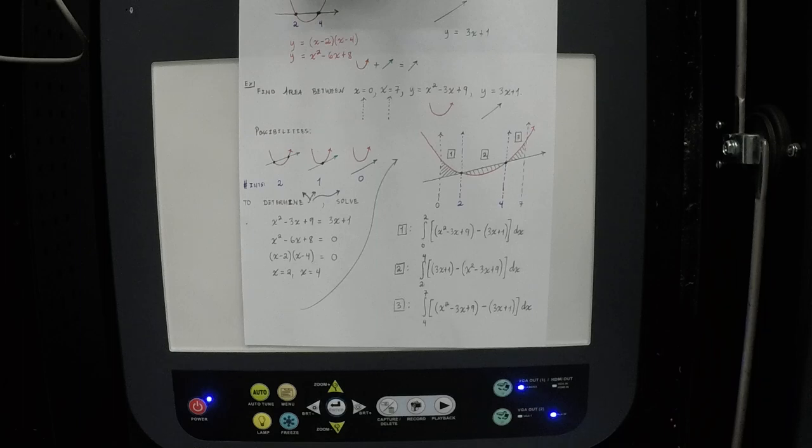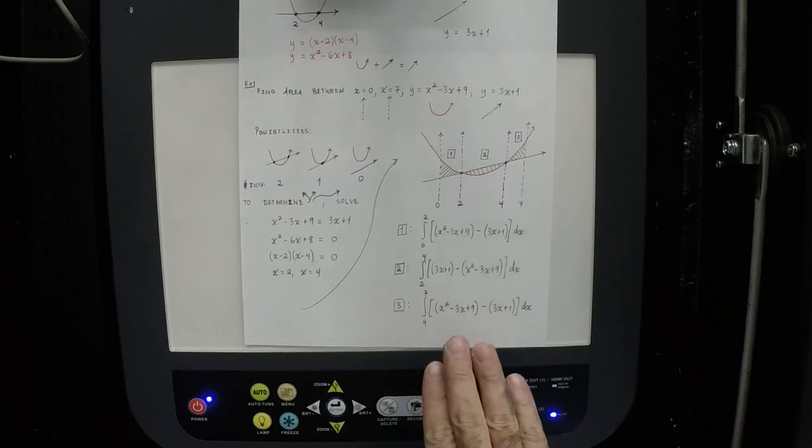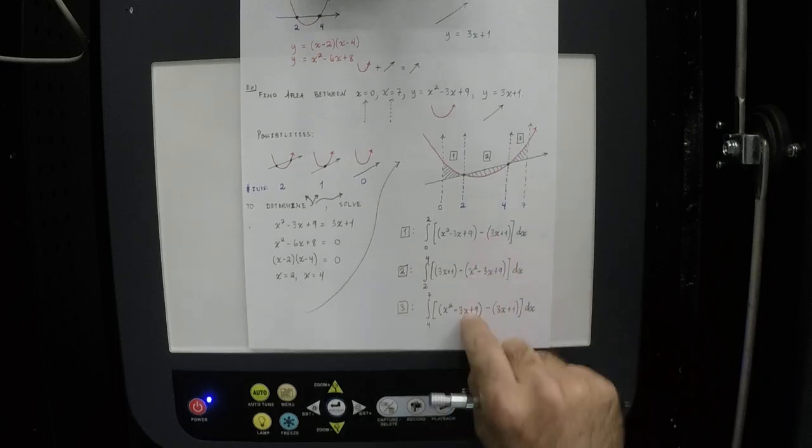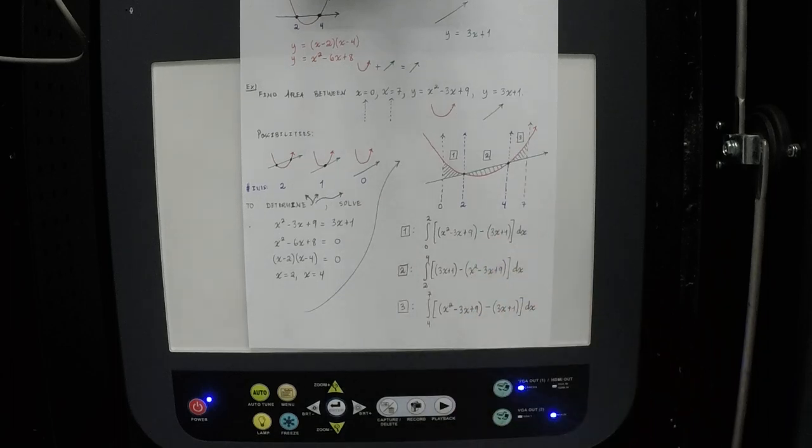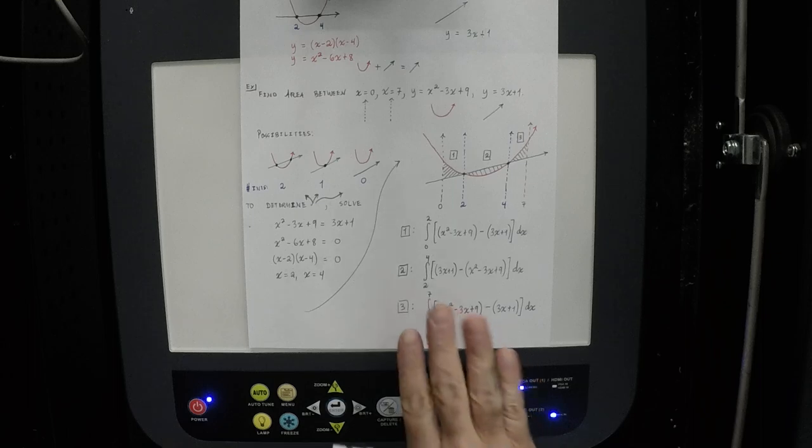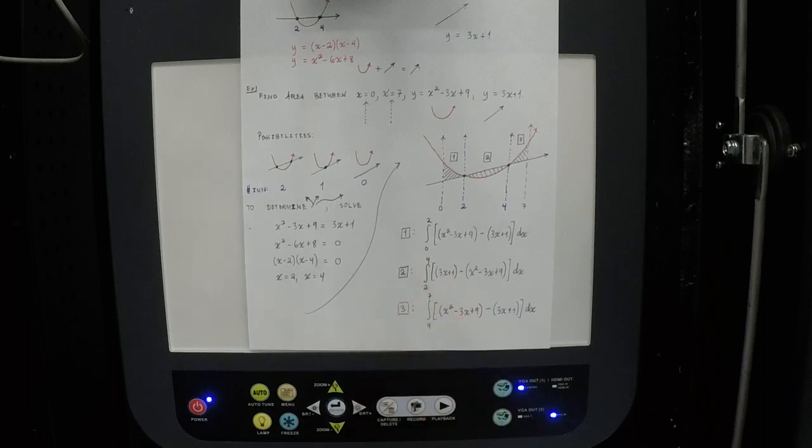Okay, so any question? So I'm not even going to do the rest of it. But do you understand that this is what you'd have to do, and then evaluate these 3 and then add them together? Good. Any questions about this? Okay.